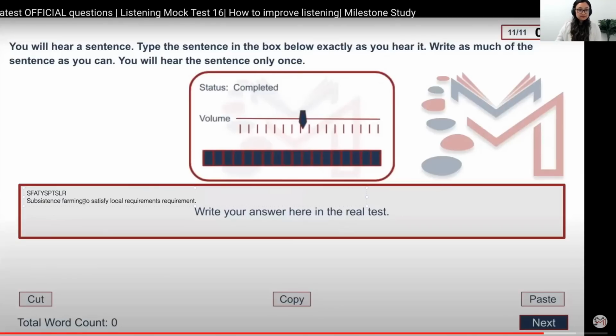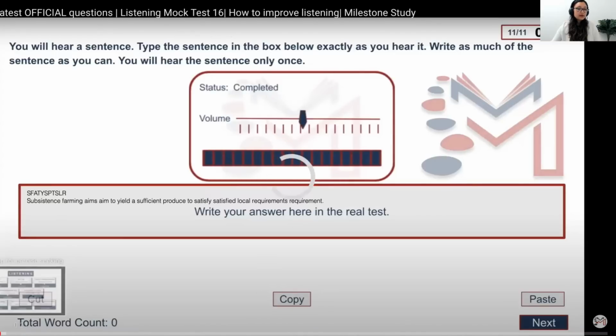So subsistence farming aims to yield sufficient produce to satisfy local requirements. I'll definitely write requirements, and then I'll write aims and aim. I'll also write extra A. Yeah, satisfy or satisfied. That's it. Okay. This is how I submitted my answers in the real exam, not in the mock test, not in any practice websites. And I got 90 in writing and 81 in the listening section, having skipped all the other small questions.